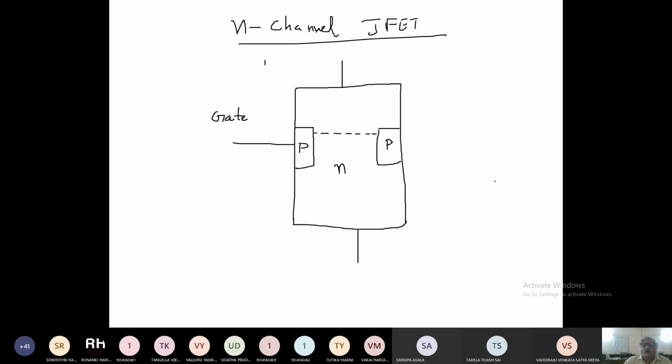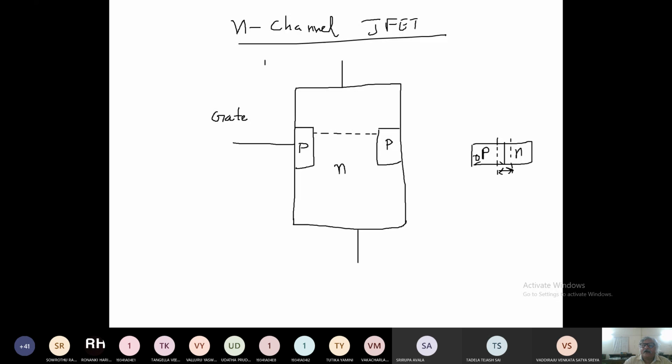Now we know that if you recall, if we are having this type of PN junction, this is P material and this is N material. Then in between, near the junction, you find one region. Can you tell me the name of this region? Near the junction, you will find one region.